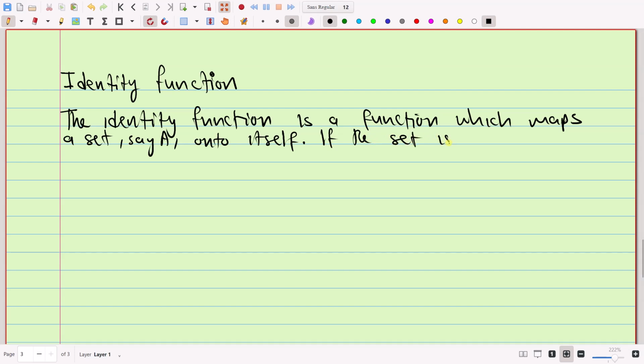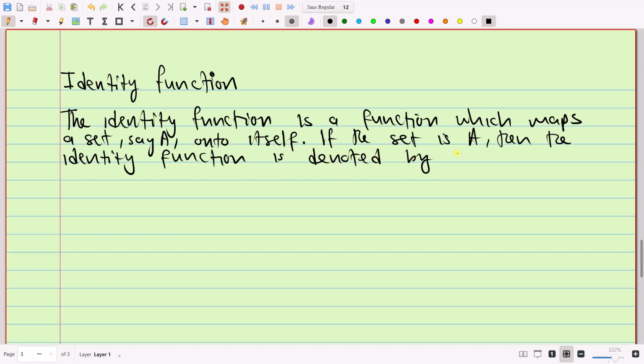You see, so if the set is A, then the identity function is denoted by 1A. So we also have another function which is called the identity function, which for some set A, we usually denote using 1A. And it is always a map from a set to itself, you see.